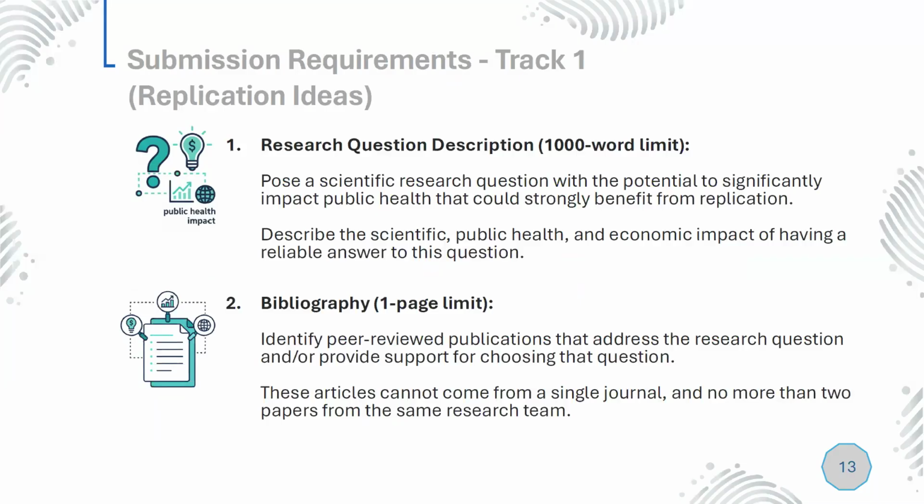If you would like to apply to track 1 and submit your idea on a really interesting, impactful area of research, you need to produce 2 documents. One document is a research question description. This is where you pose a scientific research question with the potential for significant impact on public health that could really benefit from further study, either direct replication or pushing some of those ideas to extend that idea a little bit further.